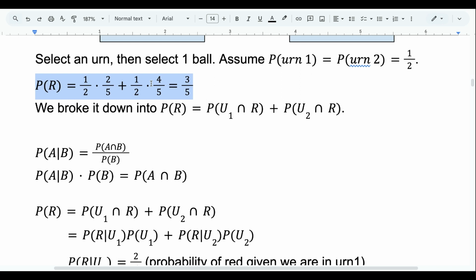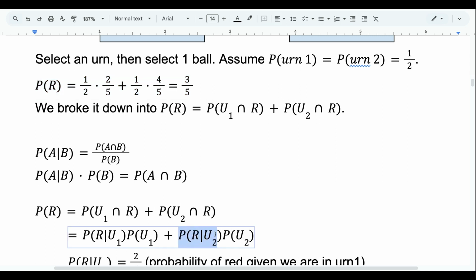The probability of U1 is 1/2, U2 is 1/2, and then the 2/5, that's the conditional probability. Knowing that you have chosen urn 1, the probability of red is 2/5. Knowing that you've chosen urn 2, the probability of red in that case is 4/5.